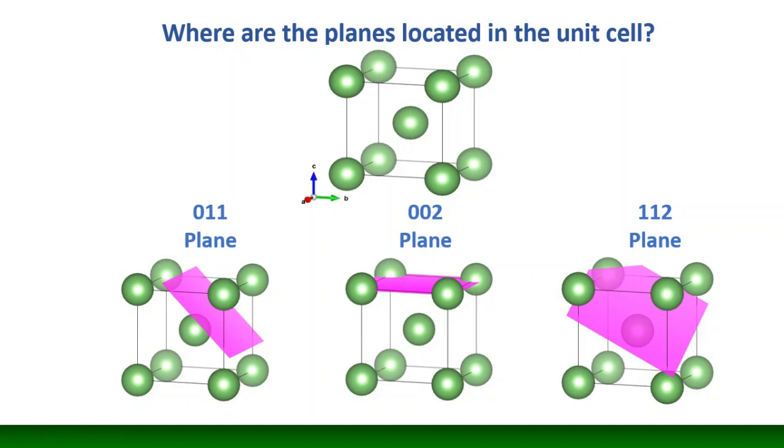But remember, we're restricting our example to the BCC unit cell. So reflections like 001 would not be allowed in the case of a BCC unit cell. That's the reason why the faces are represented by indices 2. So this would be a 002 plane from the BCC unit cell. And the plane 112 would be drawn like this one. So that's where the planes will be. Those three planes we gave as examples will be represented and located inside a unit cell.